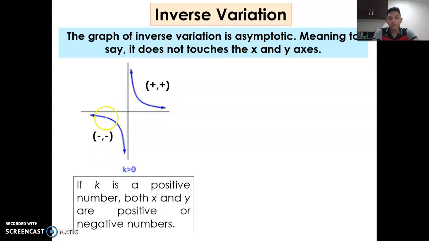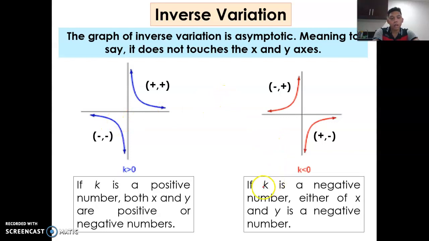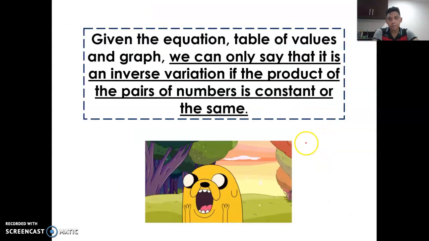So it looks like this. If the constant is positive, it looks like this: the first quadrant and the third quadrant. And if the k or constant is negative, it looks like this: the second and the fourth quadrant. Alright? So given the table of values and graph, we can only say that it is an inverse variation if the product of numbers is constant or the same, just like what I said earlier.